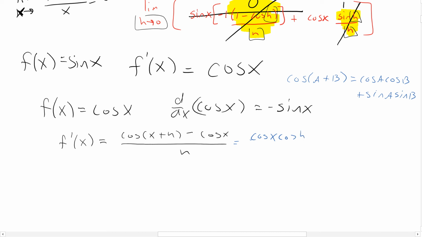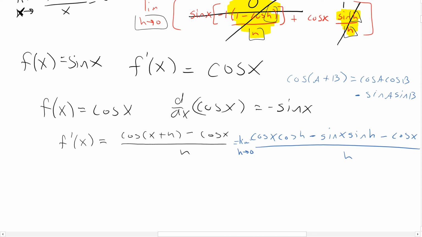Oh, I messed up. I'm sorry. When it's plus, it's minus. The cosine has alternating signs, so it's going to be a minus here. So it's cosine x cosine h minus sine x sine h minus cosine x all over h, and the limit as h approaches 0.